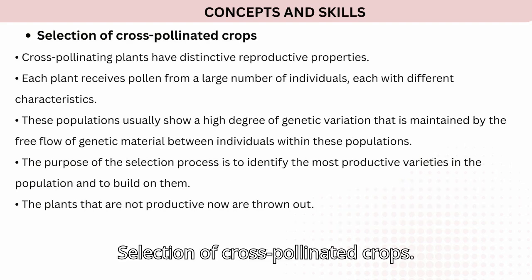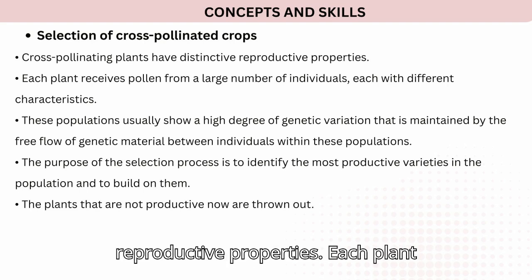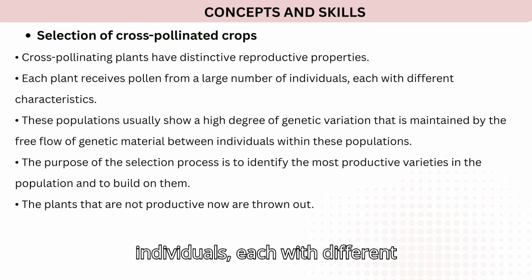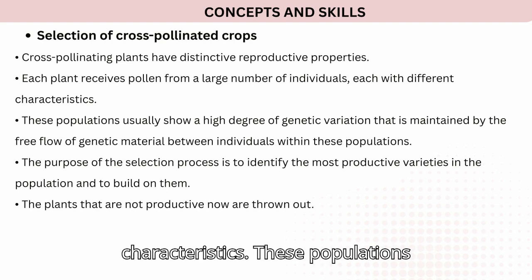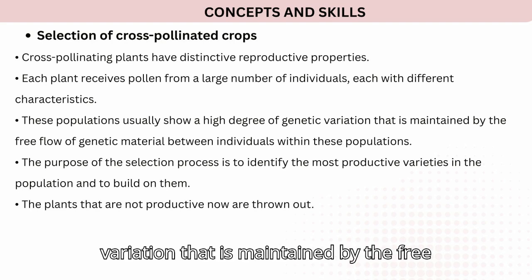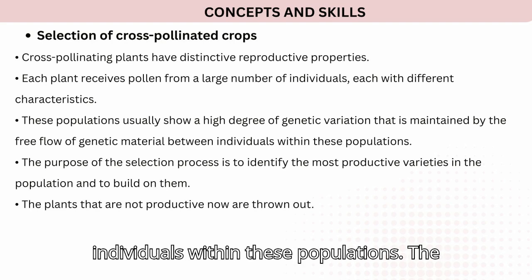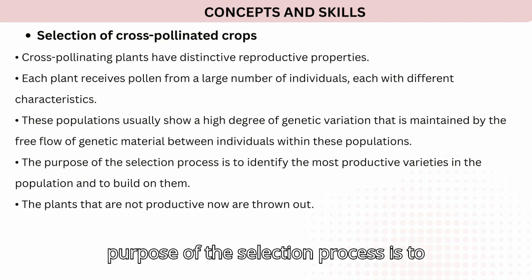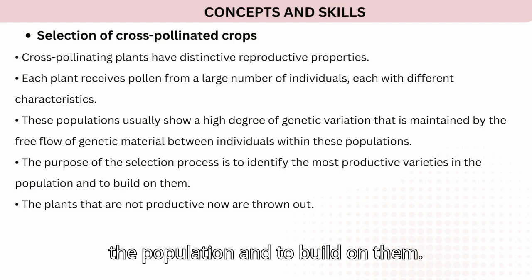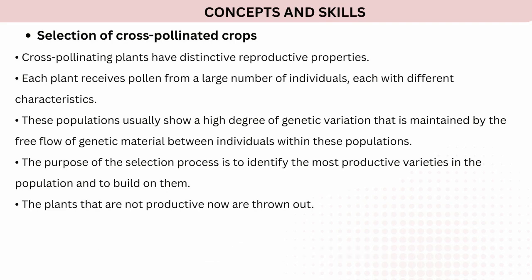Selection of cross-pollinated crops. Cross-pollinating plants have distinctive reproductive properties. Each plant receives pollen from a large number of individuals, each with different characteristics. These populations usually show a high degree of genetic variation that is maintained by the free flow of genetic material between individuals within these populations. The purpose of the selection process is to identify the most productive varieties in the population and to build on them. The plants that are not productive are thrown out.